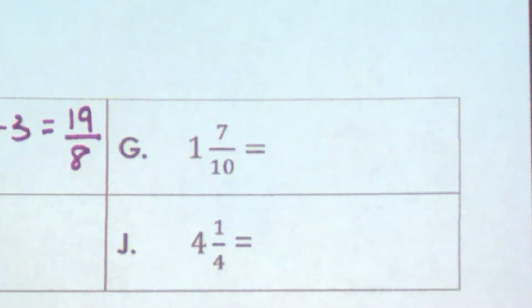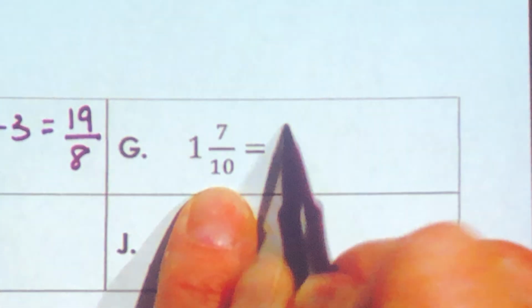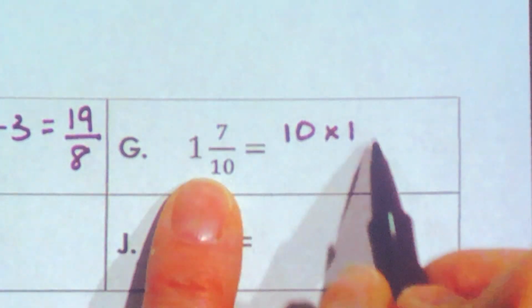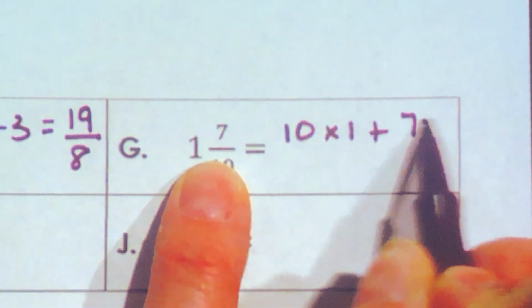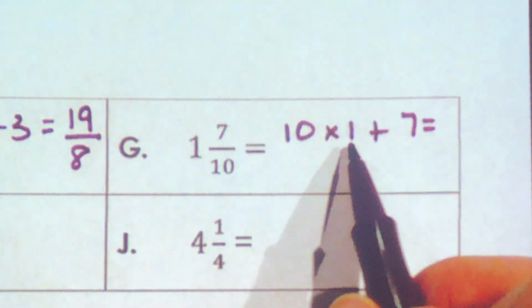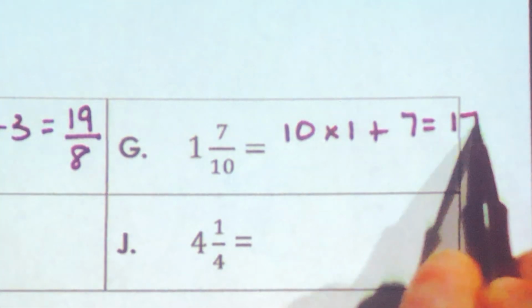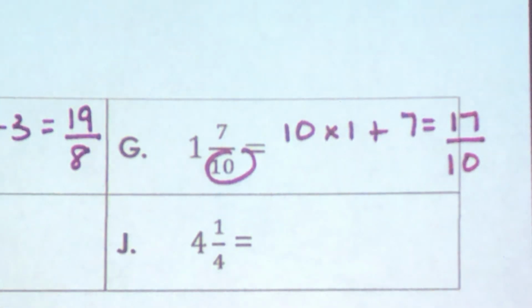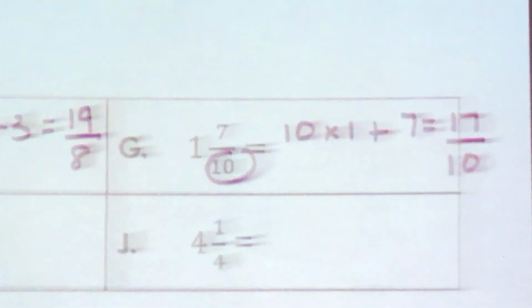Letter G, 1 7/10. Maybe you want to pause and try this one yourself. I would take 10 times 1, because I'd have 10 tenths here, and add those 7 extra pieces. And 10 times 1 is 10, plus 7 is 17. My denominator stays the same, so 17 tenths is equivalent to 1 7/10.